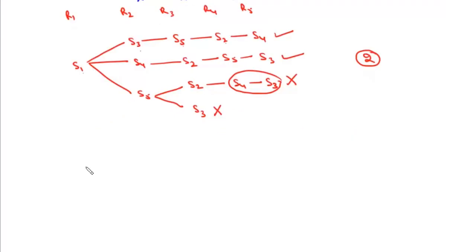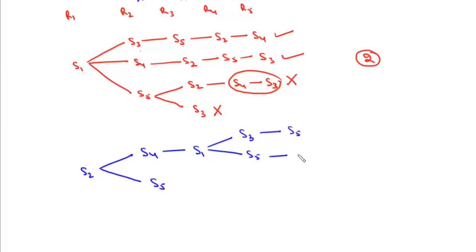Now if we look at the second case, when S2 takes R1, there are two possible options: either it can be S4 or it can be S5. Now if it is S4 here, 4 cannot have 3 or 5, so the next one has to be S1. And if it is S1, here it could be either S3 or S5. And if it is S3 here, we'll have S5, and here we'll have S3. So we have two cases here.